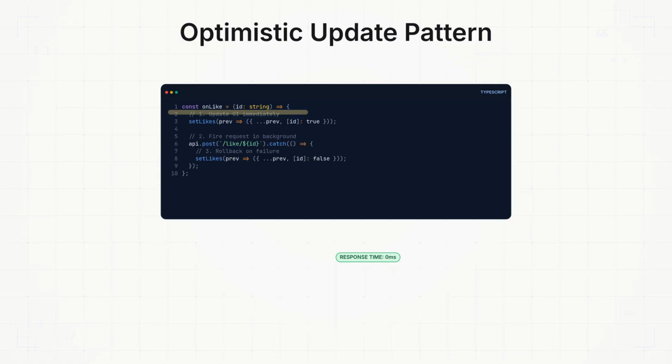This shift from wait then update to update then verify is what separates trashy-feeling apps from professional ones. It's a psychological trick that aligns the interface with the user's intent rather than the server's reality. Let's look at the implementation logic for an optimistic toggle.